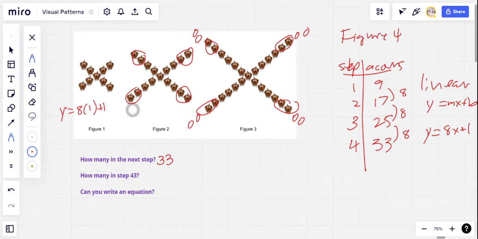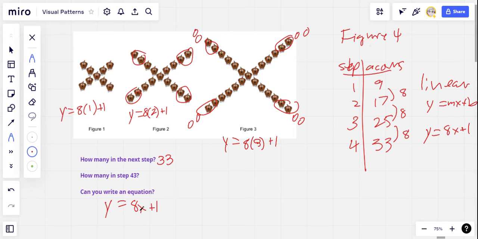Now let's try out this equation with step 2. So y equals 8 times step 2 plus 1. That would be 16, 17. Yeah, that's how many acorns we counted there. How about step 3? Y equals 8 times step 3 plus 1. That would be 24, 25. And yes, that's how many we figured in step 3. So it looks like our equation is y equals 8x plus 1.